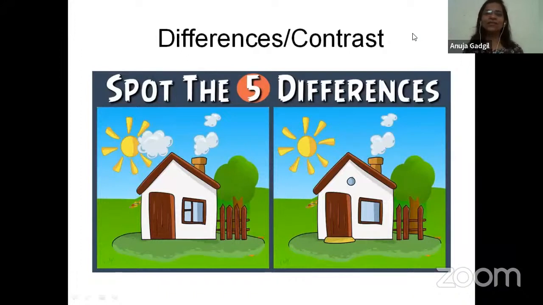So if I had given you picture number 1 and picture number 2, and I would have asked you to tell me what do you see? There is a sun and there is a house and it has a window and it has a chimney, and it has clouds. I can see clouds in the sky.